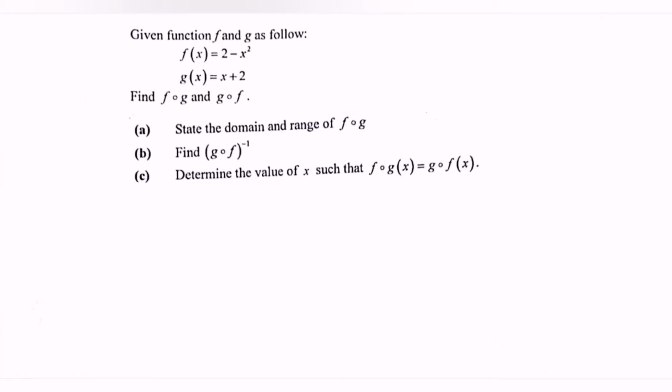In this video, I'm going to discuss the example for function and graph. Given the functions f and g as below, find f∘g and g∘f.